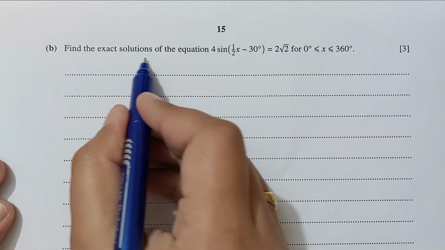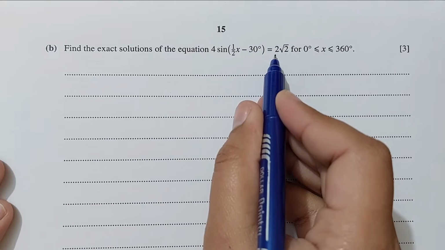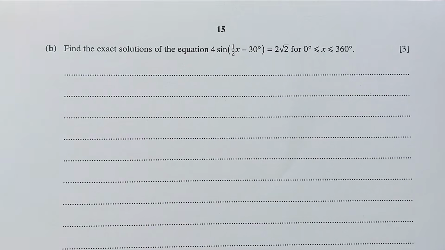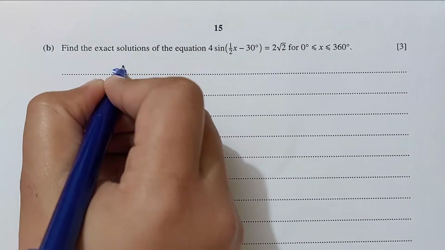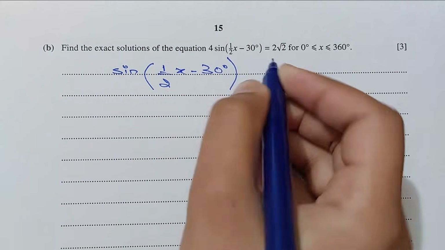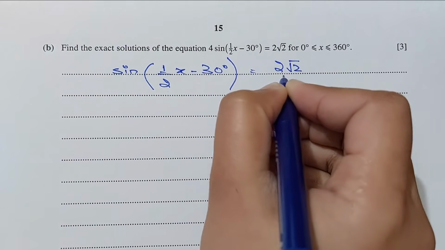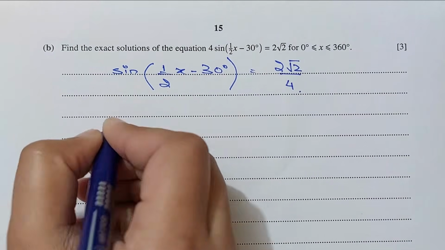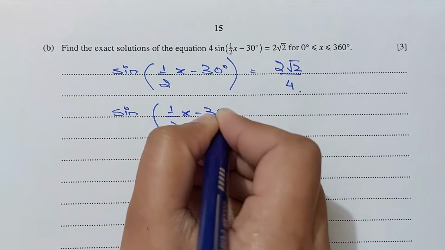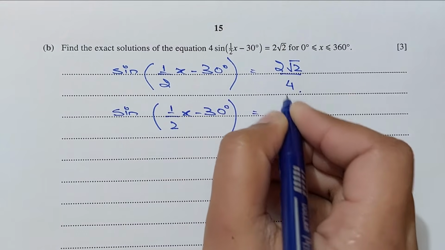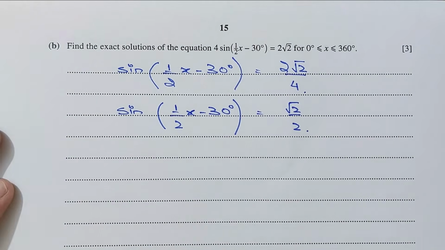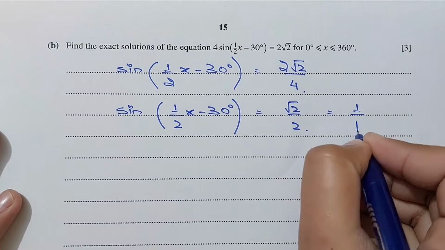Now for part B, find the exact solutions of the equation. This equation would be equal to 2 square root of 2 for x between 0 degrees and 360 degrees. Let me simplify this. Sine of 1 by 2 x minus 30 degrees equals 2 square root of 2 over 4, right? So sine of 1 by 2 x minus 30 degrees equals square root of 2 over 2, or we can also say this is 1 over square root of 2.